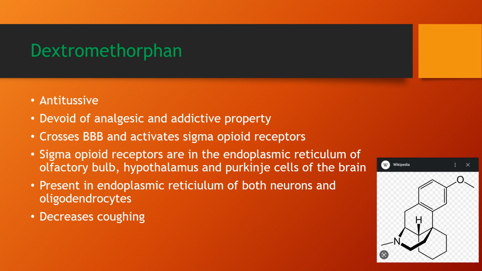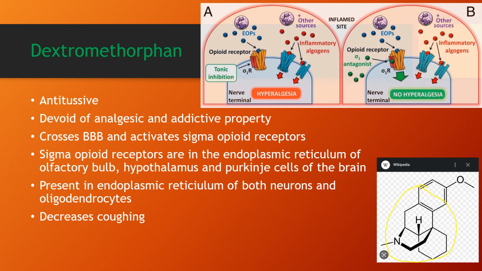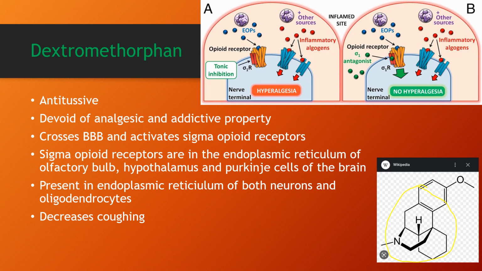They decrease coughing. And these dextromethorphan antitussives can cross the blood-brain barrier. Again, we see a phenol ring, a common denominator. The same phenol ring makes polar molecules that cross the blood-brain barrier and work on the endoplasmic reticulum on the sigma opioid receptors, and they decrease coughing by complex mechanisms. And the complex mechanism is explained here. Alpha 1 receptor on the nerve terminal and inflammatory allergens, they competitively inhibit the inflammatory allergens.